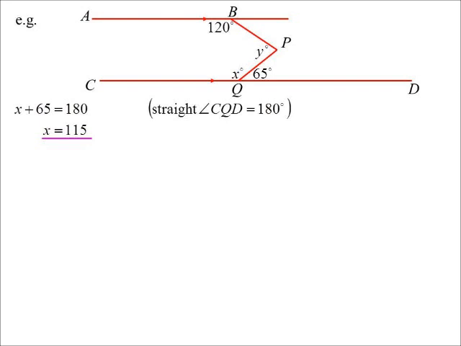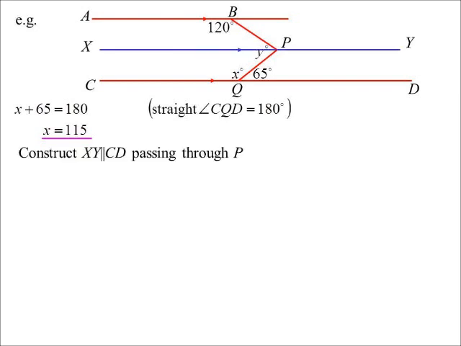Now to work out y, well, there's different ways I could do it. I'm going to construct a new line, XY, parallel to CD, that passes through P. So this is how I'll create it. So that if you have this diagram, you could go, oh right, you put it there. So XY, parallel to CD, passing through P. Now, angle XPQ would be the same as 65. Again, no ambiguity there because nothing else is identified as 65.